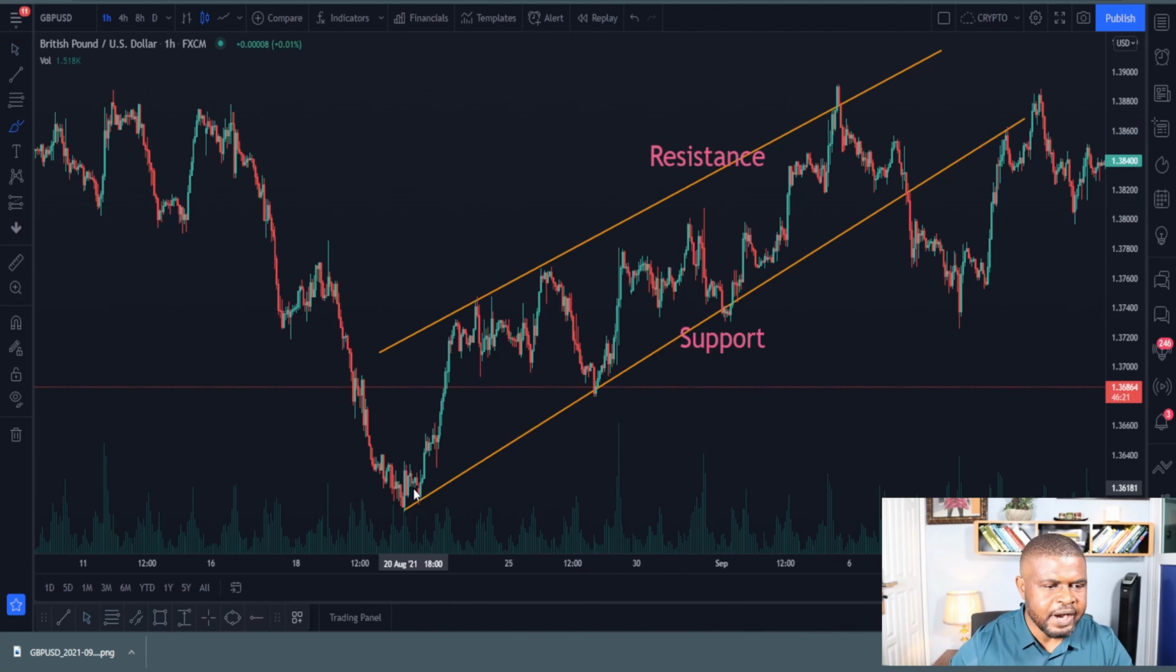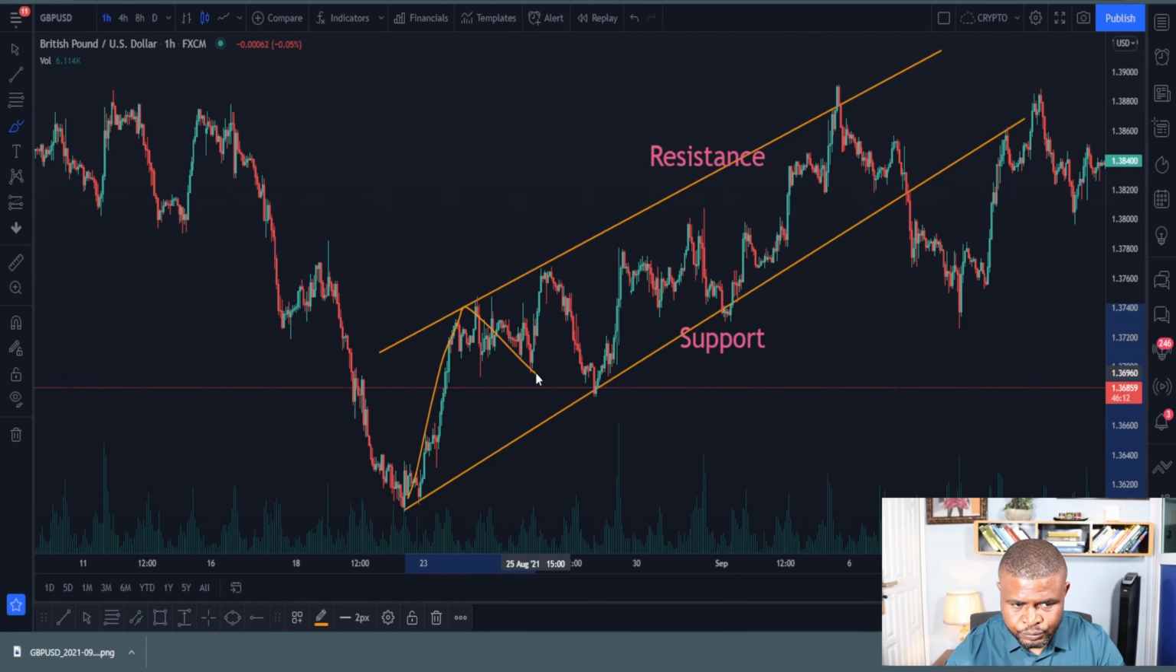Now the price action moved from this support level toward the resistance level, got rejected, and couldn't travel all the way down to the major support level. You can have different levels of either support or resistance. You can have the minor, you can have the major.